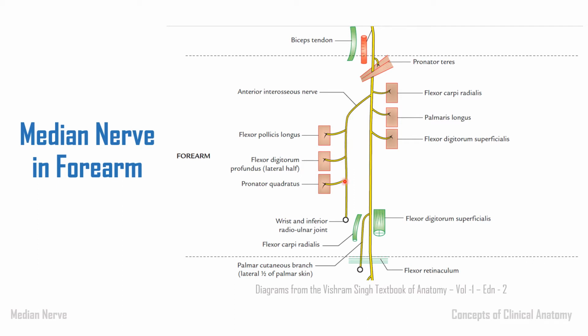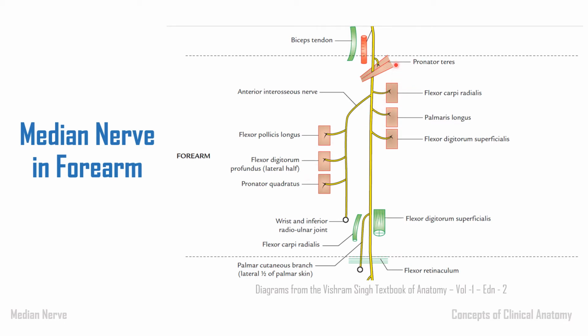The anterior interosseous nerve continues, and here the median nerve continues separately. This anterior interosseous nerve mainly supplies the deep muscles, that is two and a half muscles actually. There are three deep muscles: flexor pollicis longus, flexor digitorum profundus and pronator quadratus. It supplies completely the flexor pollicis longus and pronator quadratus, and the lateral half of flexor digitorum profundus. The medial half is supplied by the ulnar nerve.